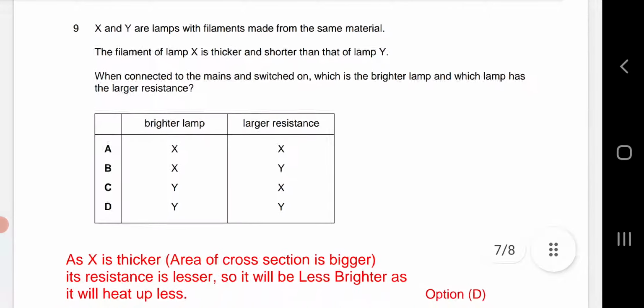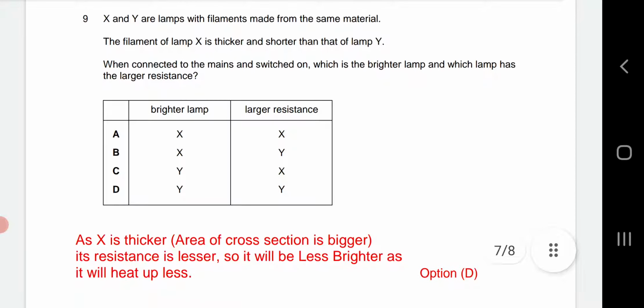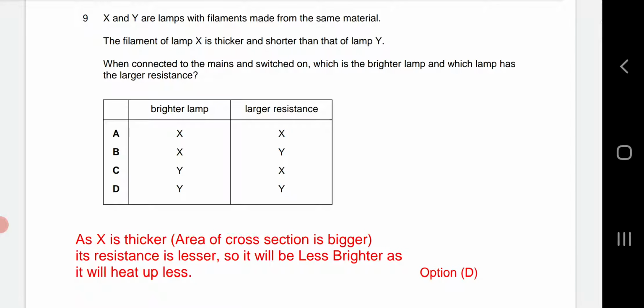Question number 9. X and Y are lamps with filaments made from the same material. The filament of lamp X is thicker and shorter than that of lamp Y. When connected to the mains and switched on, which is the brighter lamp and which lamp has the larger resistance? As X is thicker, the area of cross section is larger, so its resistance is lesser. So it will be less bright as it will heat up less.